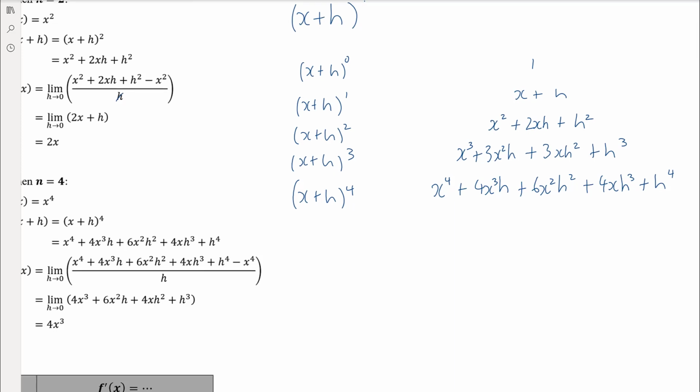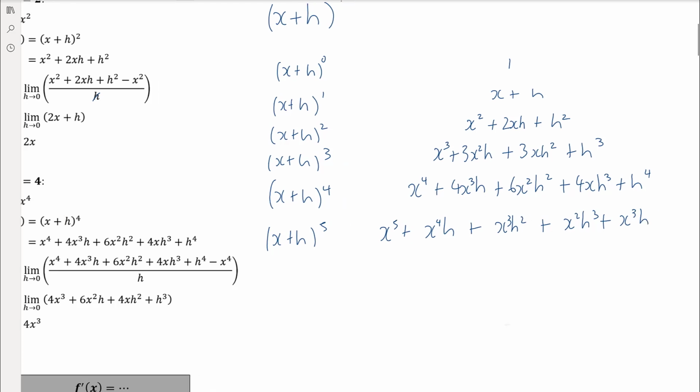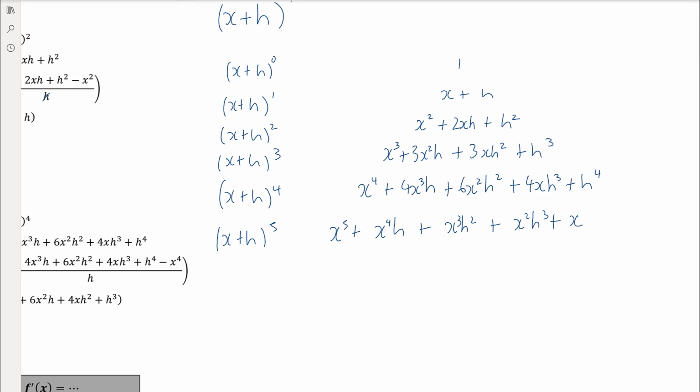The pattern that we're seeing is pretty clear with the x's and the h's. So if we have x plus h to the power of 5, we get x to the power of 5, then some number times x to the 4 times h, plus a number times x cubed times h squared, plus a number times x squared times h cubed, plus a number times x times h to the power of 4, and plus h to the power of 5. So the question is about these numbers, okay? I'm going to put some ones in there.